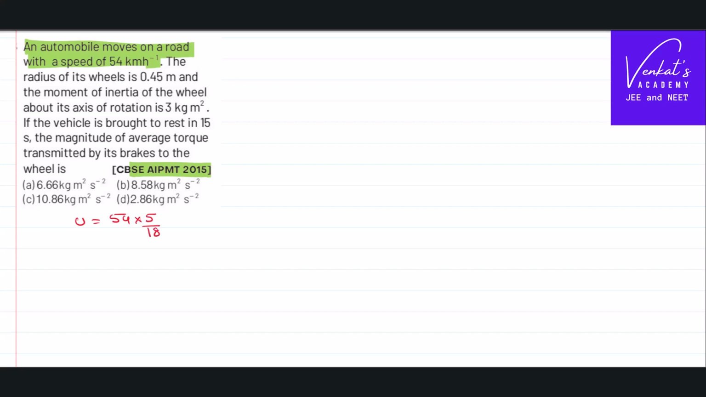By multiplying with 5 by 18, we can convert that into meter per second. 18 threes are 54. So initial speed is 15 meter per second. The radius of that wheel is 0.45 meters. Moment of inertia of that wheel is 3 kilogram meters square.